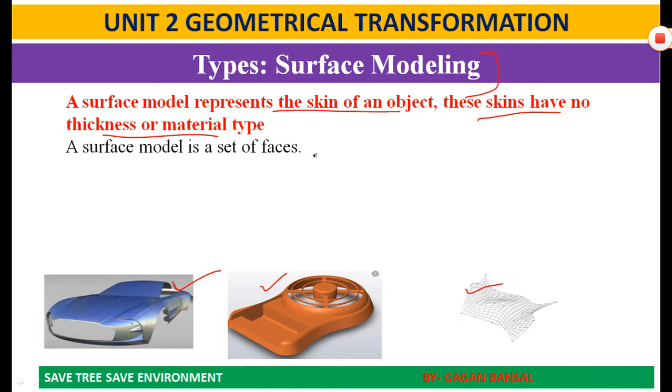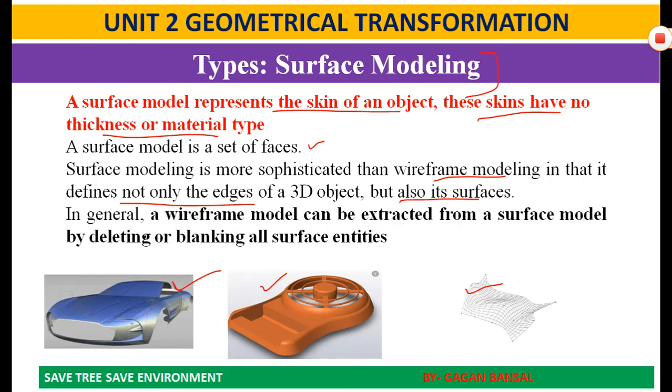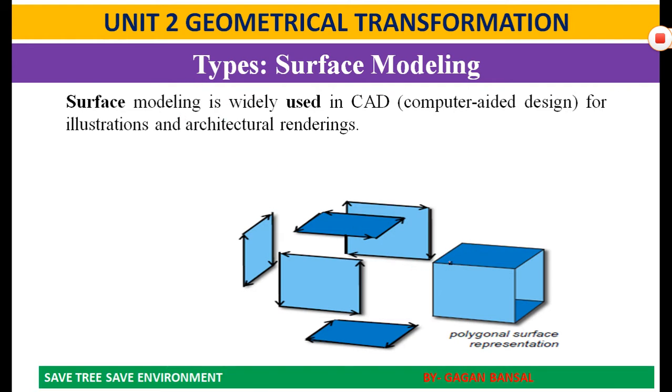A surface model is a set of faces. Very important and nice. Surface model is more sophisticated than wireframe model in that it defines not only the edges of a 3D object but also its surface. In general, a wireframe model can be extracted from a surface model by deleting or blanking all the surface entities. What are surface entities? We will be studying that. From the figure we can see that this is a 3D representative model in which we have separated all the faces.